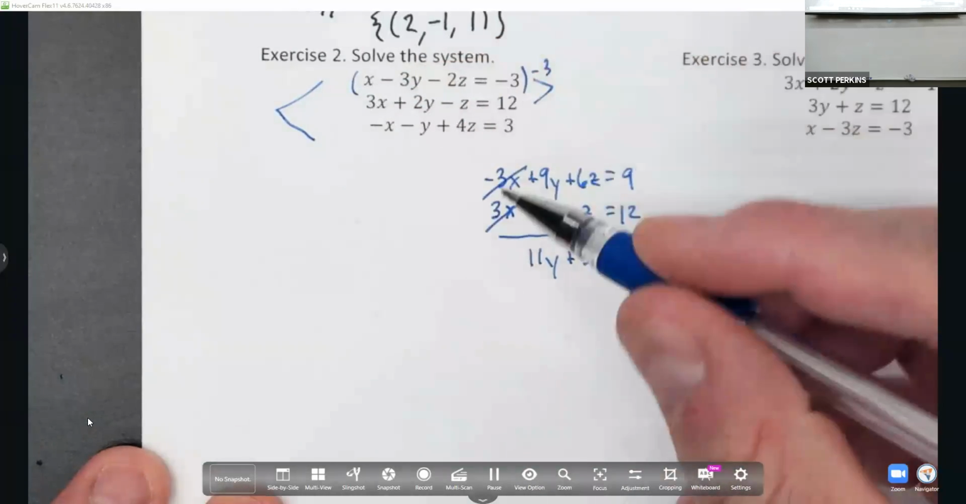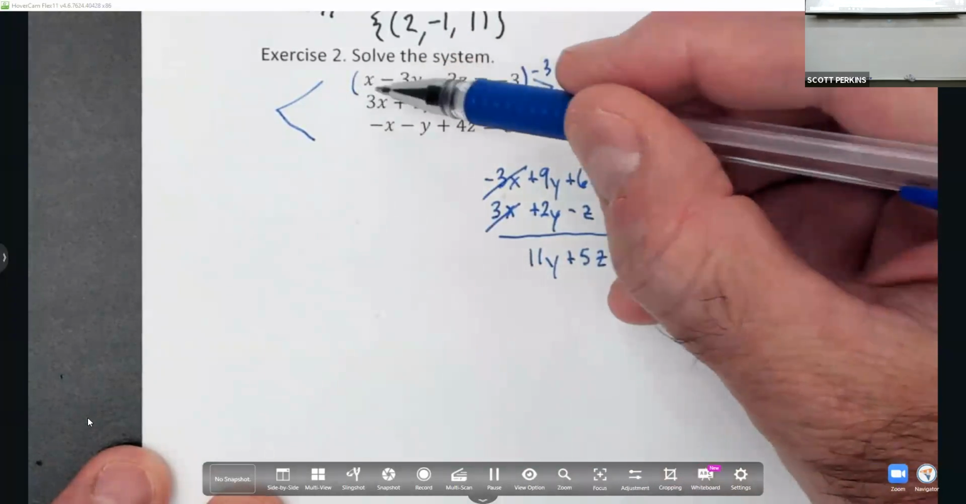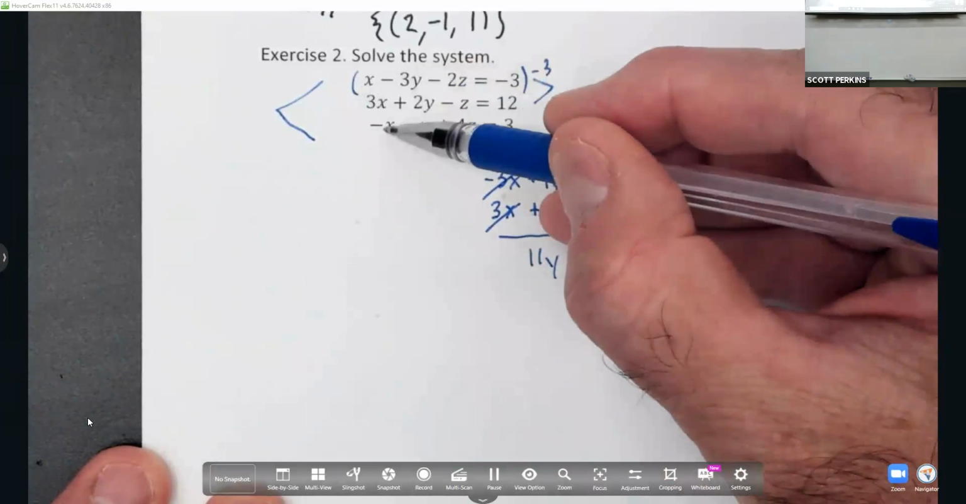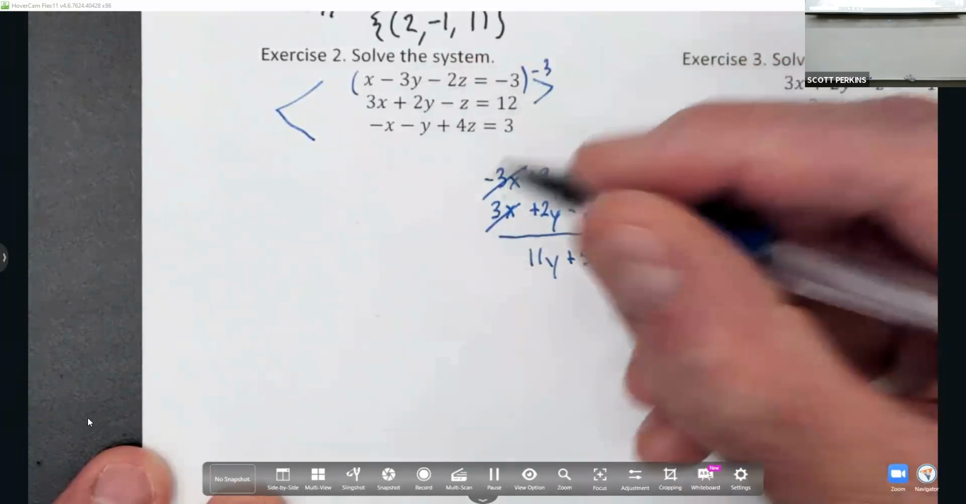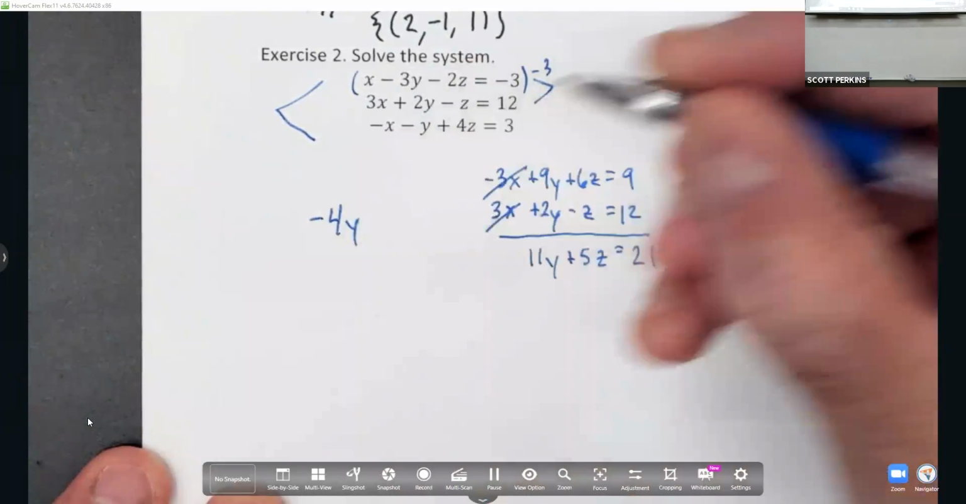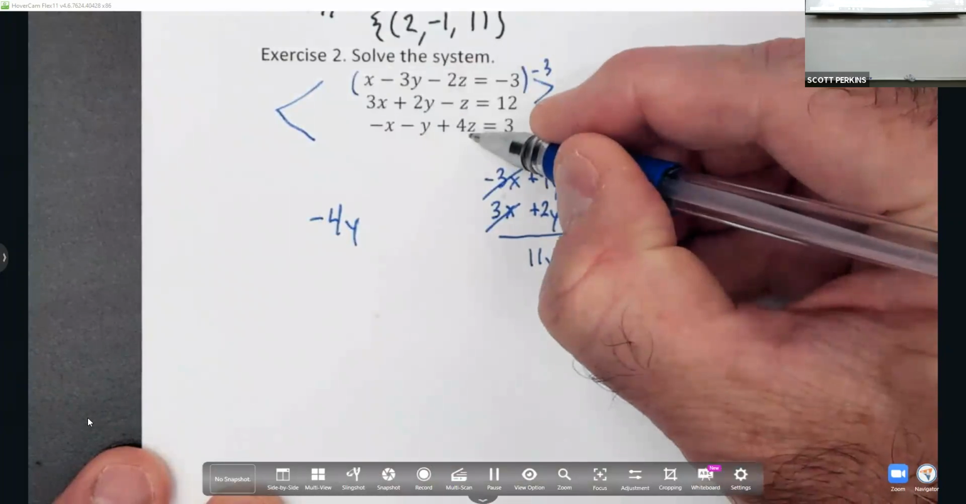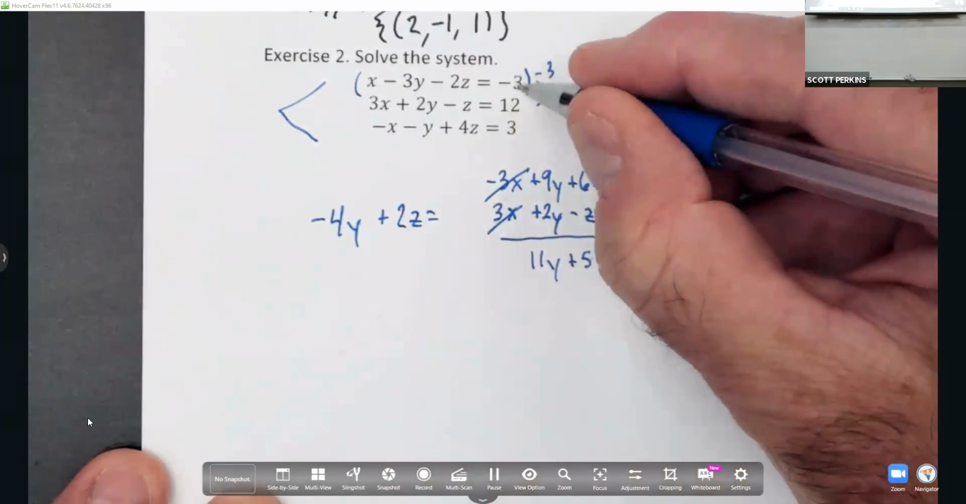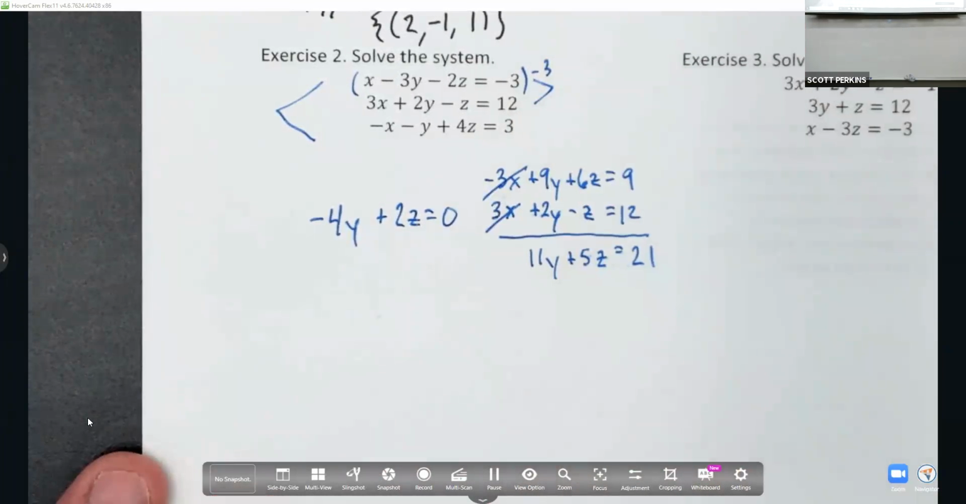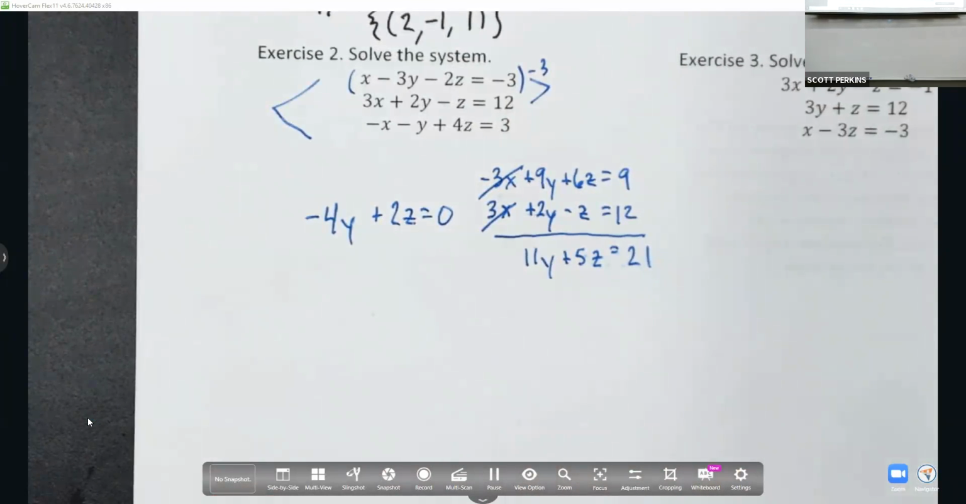Now, the top and the bottom are nice because I can just add them. So x and -x, those cancel. -3y and -y is -4y. -2z plus 4z is plus 2z. And then -3 plus 3 is 0. And there's my two equations.